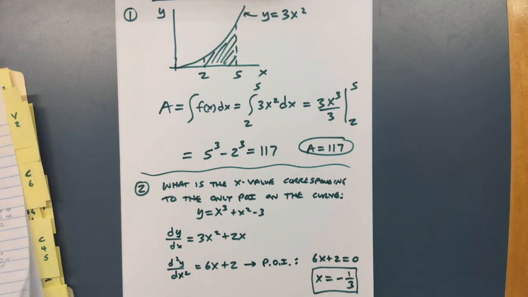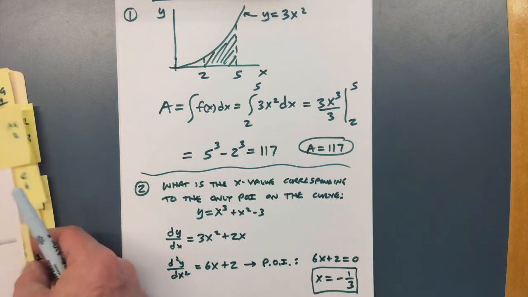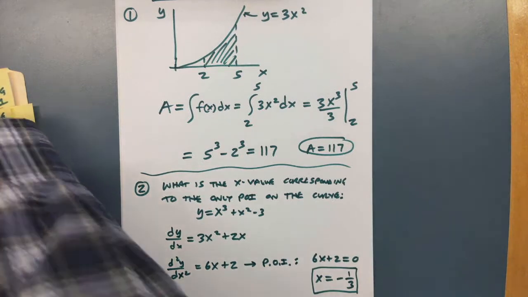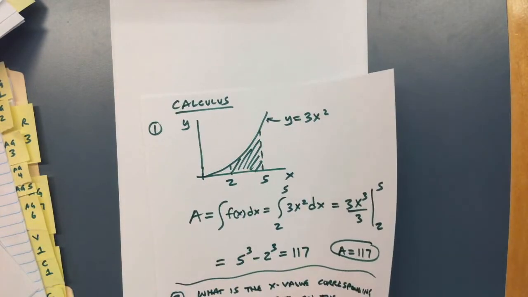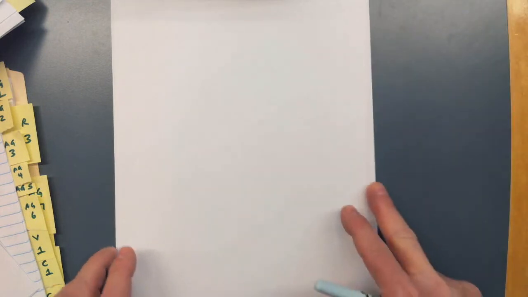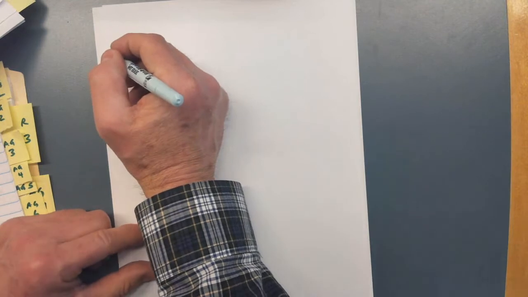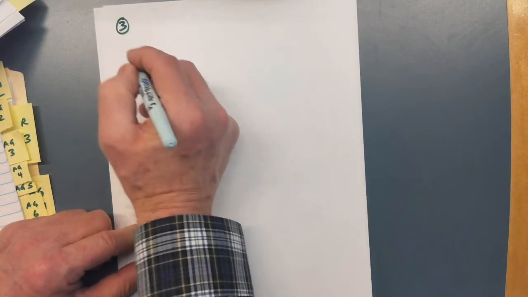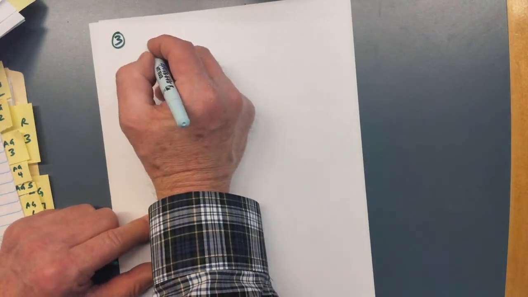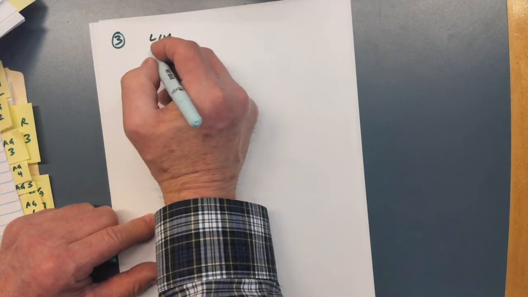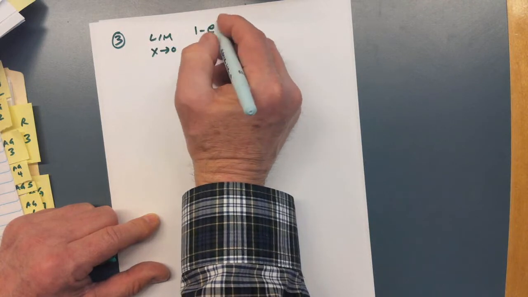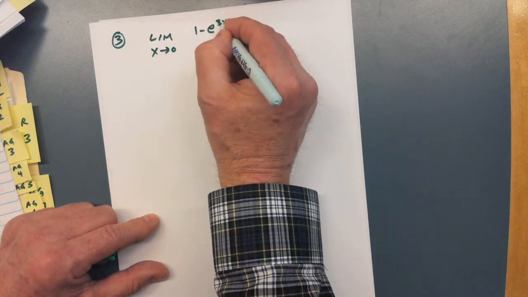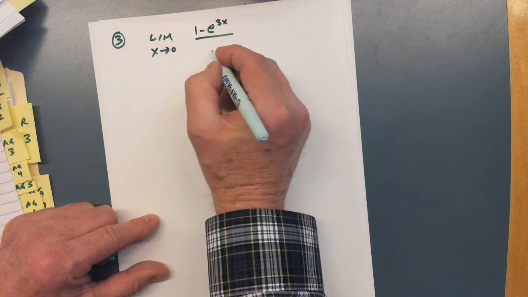All right, we want a little more challenging for Amelia. This will be 3 for calculus. You want the limit as x goes to 0 of 1 minus e to the 3x divided by 2x.